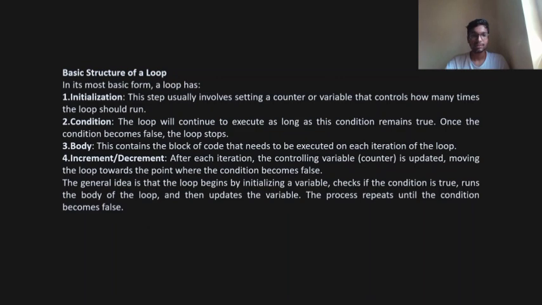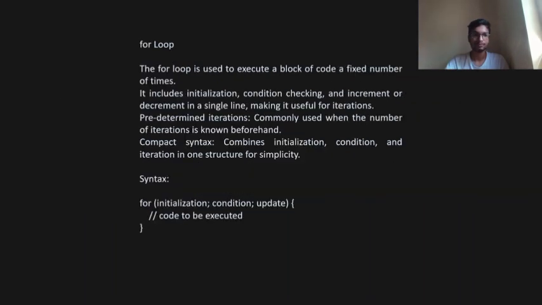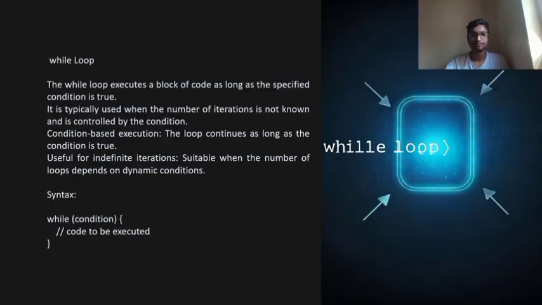The three main types of loop in Java are for loop, while loop, and do while loop. For loop. The for loop is used to execute a block of code a fixed number of times. It includes initialization, condition checking, and increment or decrement in a single line, making it useful for iterations. Predetermined iterations: commonly used when the number of iterations is known beforehand. Compact syntax combines initialization, condition, and iteration in one structure for simplicity.